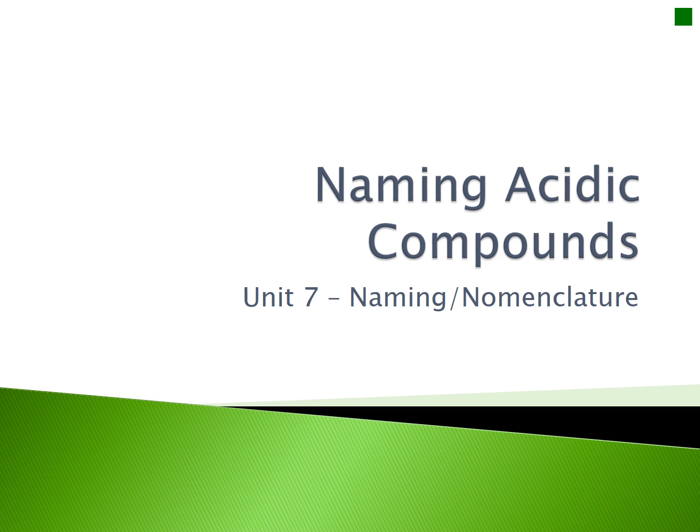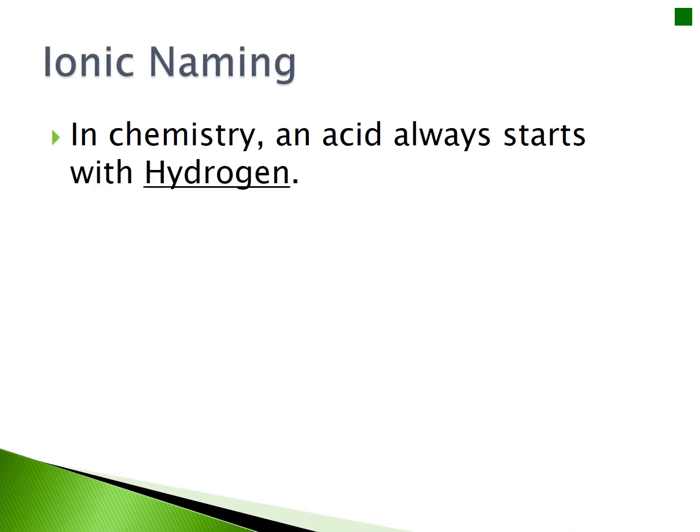Tonight what we're going to be learning about is the last required type of naming that you are expected to do on the test, and that is for what we call acidic compounds. So how do you identify an acidic compound? Very easily, it always starts with hydrogen. Because it starts with hydrogen, it makes it extremely special.